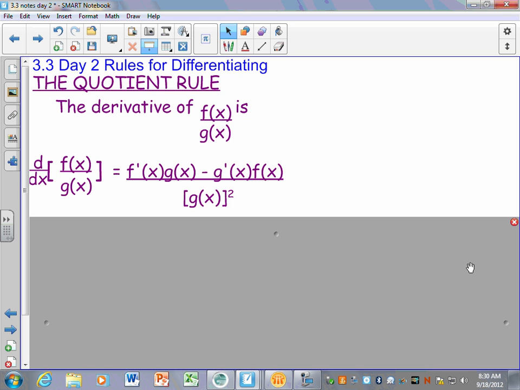When we have a test in here, you have to have these rules memorized, right? The AP test, you have to have these rules memorized. There's lots of ways of memorizing this. I never learned a tricky way of memorizing it. I just memorized derivative of the top times the bottom minus the derivative of the bottom times the top, all over the bottom squared. That's not very exciting, right?